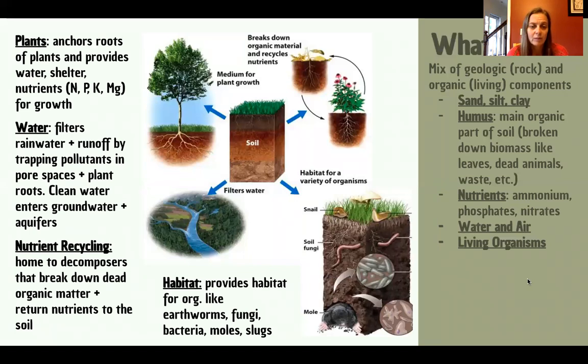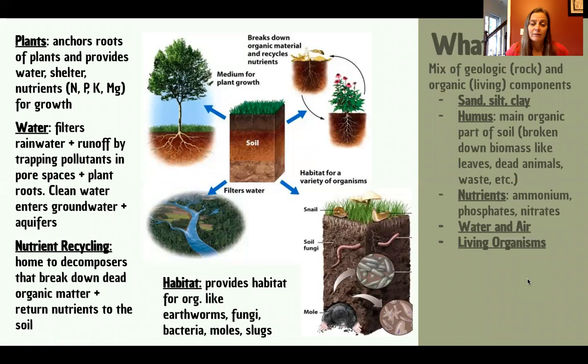That is broken down biomass, like leaves, dead animals, waste, all of those things that are broken down by our decomposers. As a result of that decomposition, we also have all of our nutrients, both ammonium, nitrates, phosphates. And then, of course, also in our soil, we're going to have water, we're going to have air, and we're going to have living organisms.